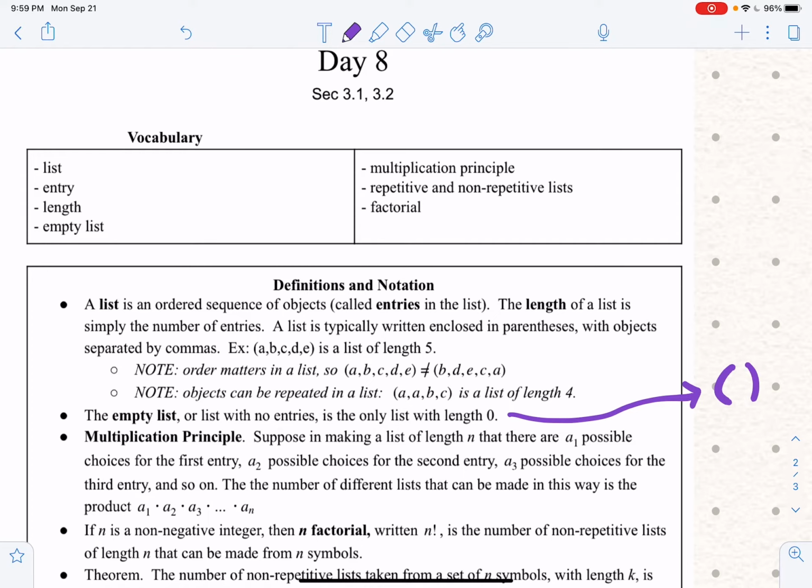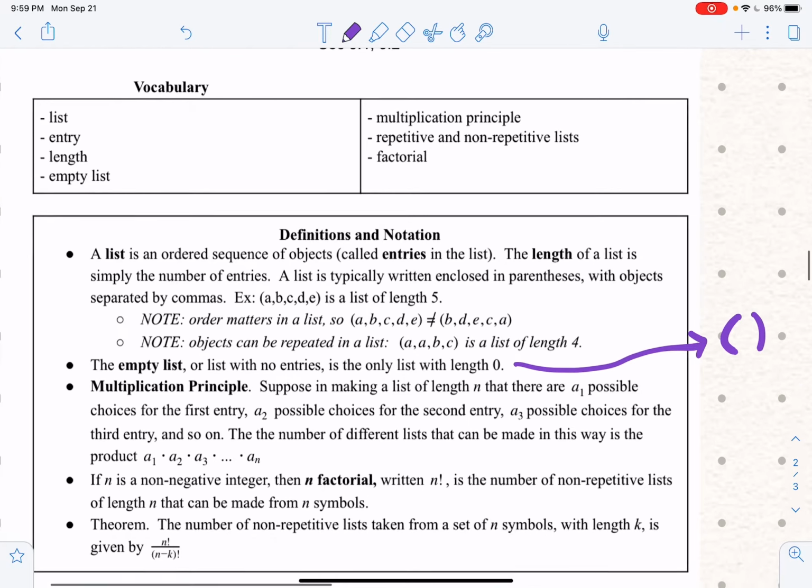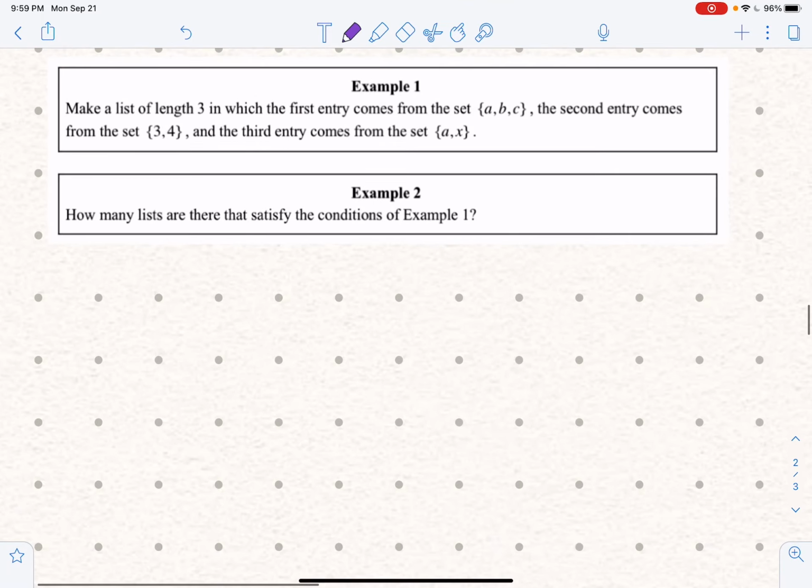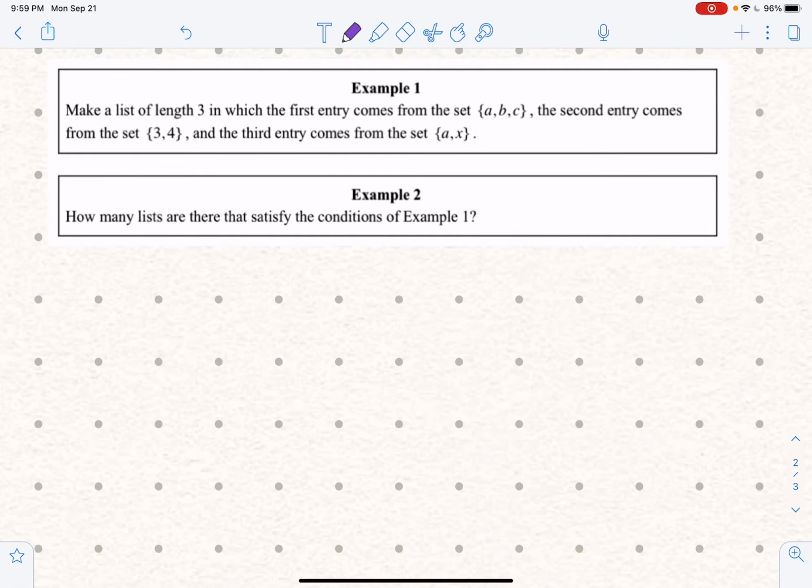Let's go ahead and look at some initial examples. The first 2 examples sort of go together. We start with: make a list of length 3 in which the first entry comes from this set, A, B, C, the second entry comes from this set, 3, 4, and the third entry comes from this set, A, X. You might pause the video and just make an example of a list like that. I'll give you one example of a list like that.